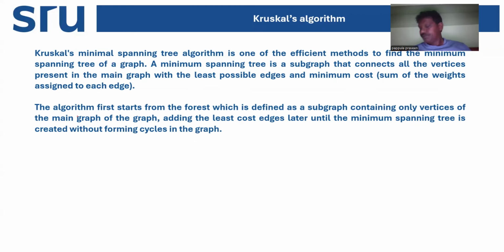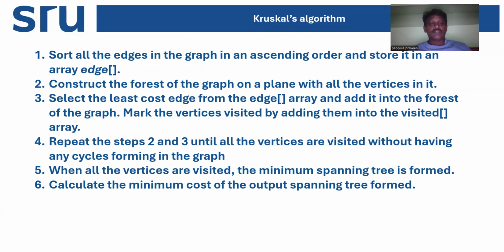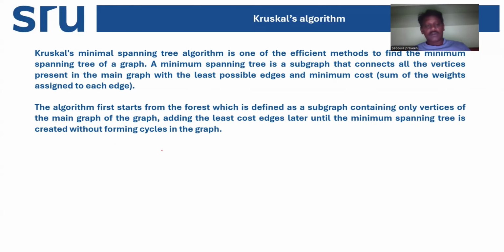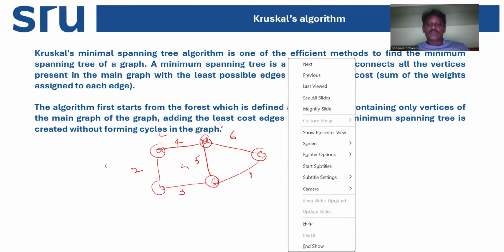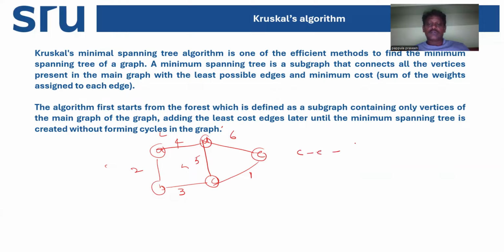Now in this example we have taken a graph with vertices A, B, C, D, and one more, E. A to B is 2 rupees, and the other edges are 1 rupee, 6 rupees, 5 rupees, 4 rupees, 3 rupees. So first you write them in ascending order. C to E is the 1 rupee edge, so C to E is the first one. And next one is A to B, which is the second.